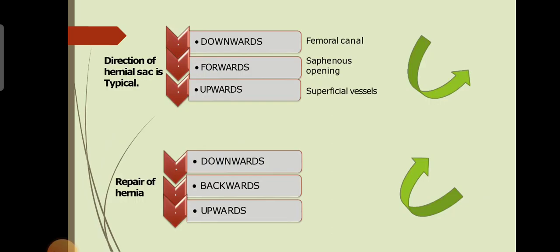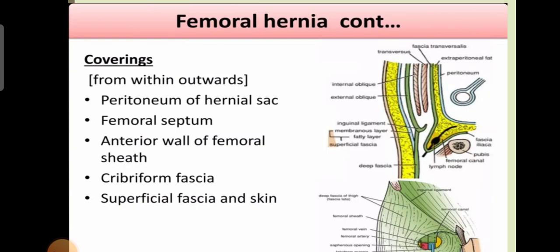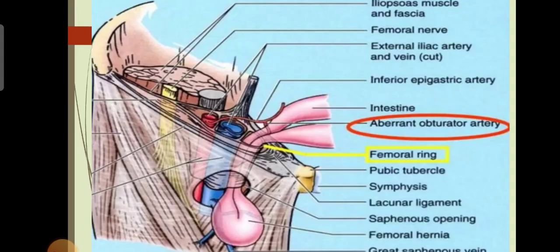The direction of the hernial sac is downwards, forwards and upwards through the femoral canal. So to repair the hernia, the direction should be opposite, that is downwards, backwards and upwards. The coverings of the femoral hernia from within outwards include the peritoneum of the hernial sac, the femoral septum, the anterior wall of the femoral sheath, the cribriform fascia, then the superficial fascia and the skin.